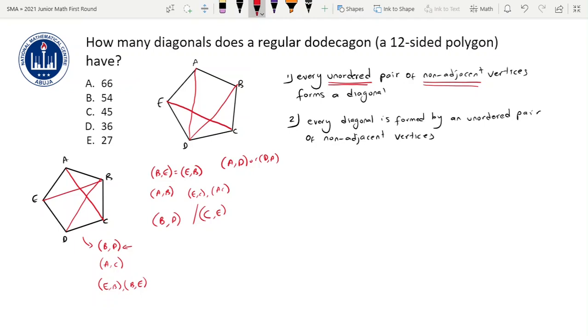So based on these two observations, now we can come to the conclusion that the number of diagonals of this shape is going to be equal to the number of unordered pairs of non-adjacent vertices.